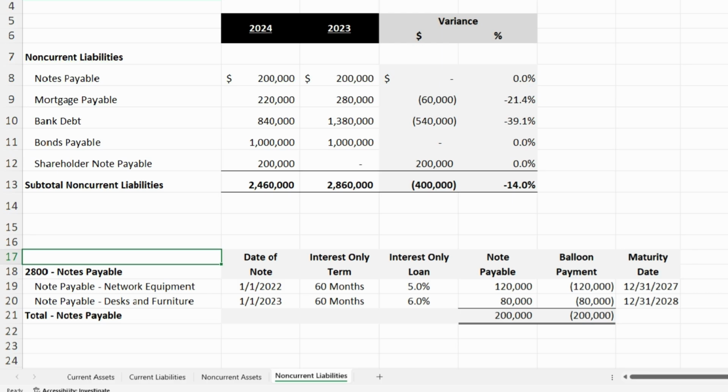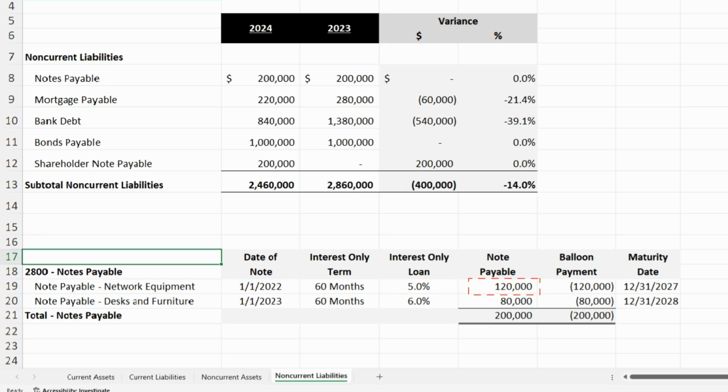So within our notes payable, we have these 2 notes that we took out, these 2 promissory notes, one for network equipment, the other for desk and furniture. For the network equipment, we have the issuance date of January 1st, 2022. It's for a 5-year term. It's an interest-only loan, which means we're only paying interest until the loan matures, and then we're making a balloon payment. The interest rate on this is 5%.